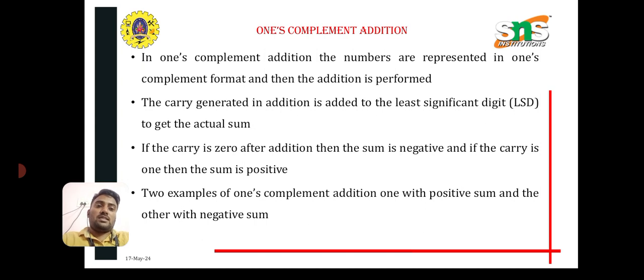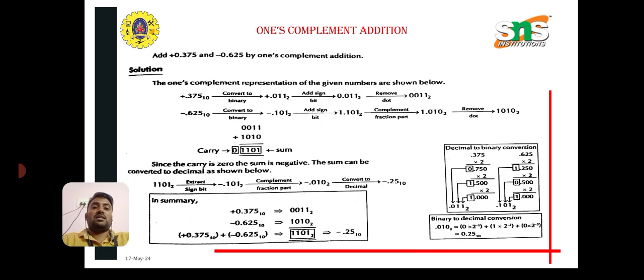In ones complement addition, the numbers are represented in ones complement format, and then the addition is performed. The carry generated in the addition is added to the LSB, the least significant bit, to get the actual sum. If the carry is 0 after addition, then the sum is negative, and if the carry is 1, then the sum is positive. Two examples of ones complement addition follow, one with a positive sum and the other with a negative sum.